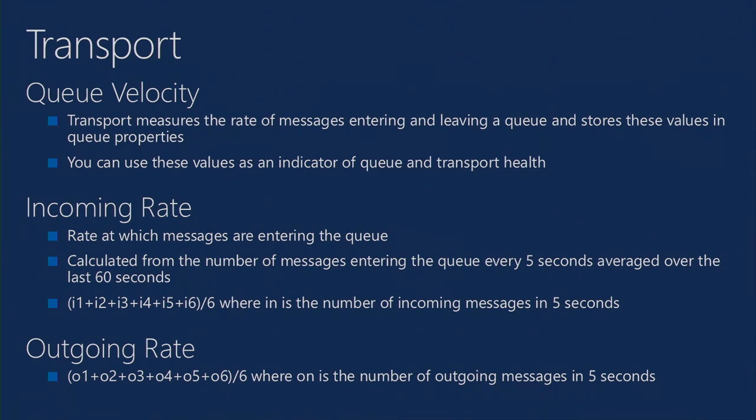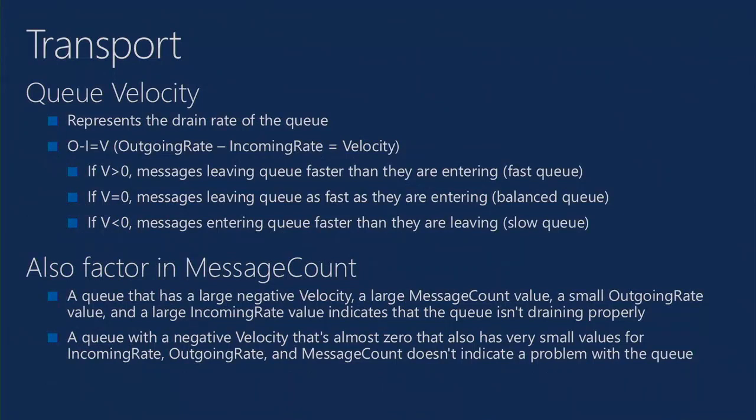So when we look at queue velocity, we're actually tracking 2 rates, both the incoming rate and the outgoing rate of the messages. So what it looks like, for example, is this formula: outgoing minus incoming equals velocity. It's a very, very simple formula, but it doesn't necessarily tell you the full story because you also have to look at message count as well.